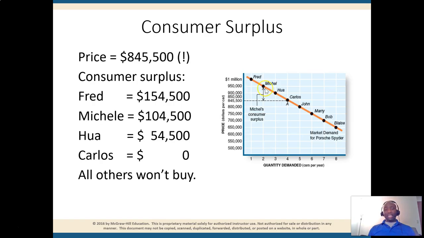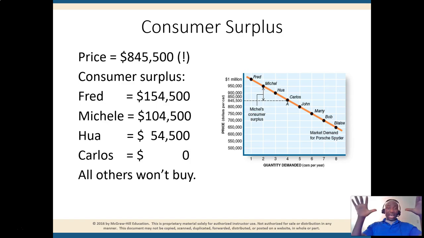Now an example is here. You have Fred, Michael, Ua, and Carlos. So Fred here is willing to pay $1 million. Now assume that this is the price of the house, 800, especially in Massachusetts. Massachusetts is a very expensive state compared to Georgia and Texas. So the price of housing is really higher here.